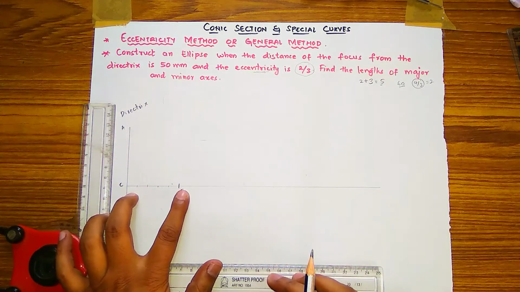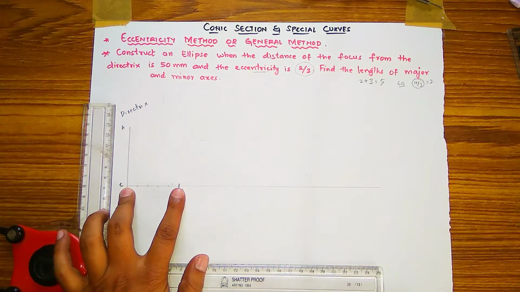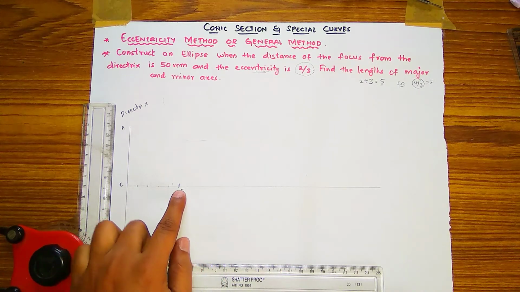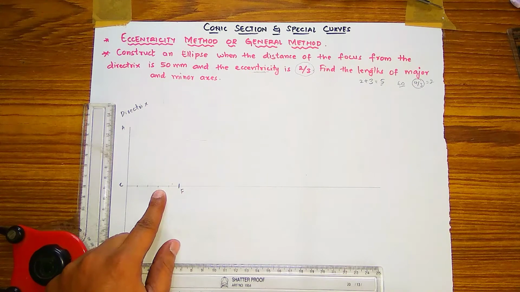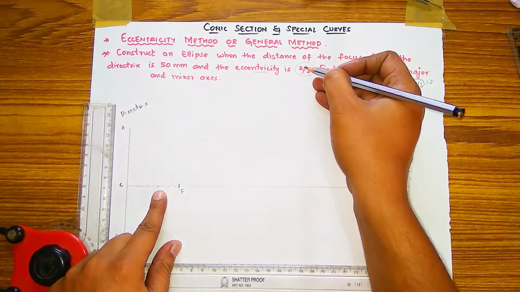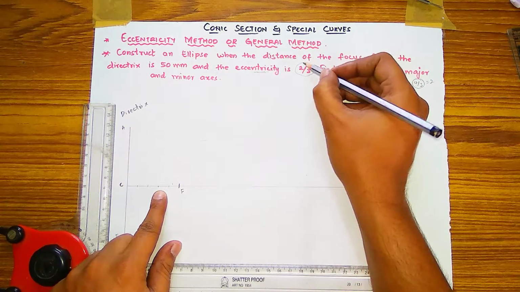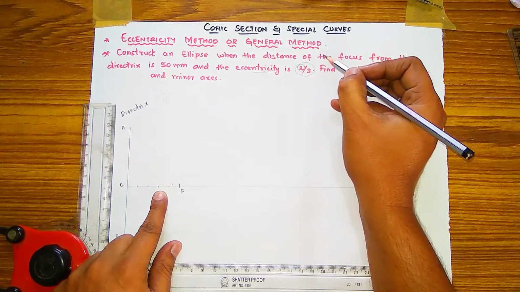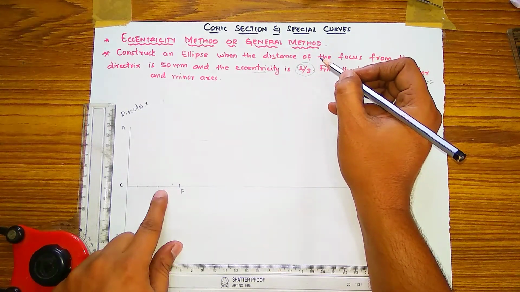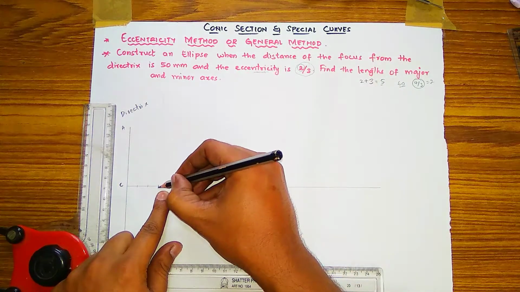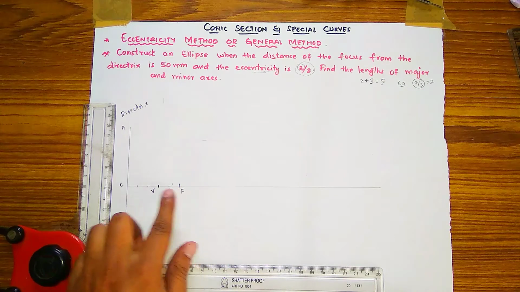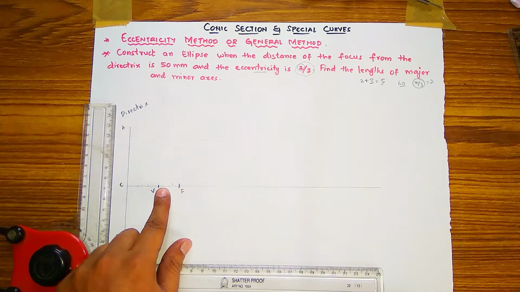Now after drawing this 50 mm and dividing it into 5 equal parts, you have to take 2 divisions. Why? Once again come to the eccentricity, 2 by 3. In the numerator, what number do you have? 2. So you have to take these 2 divisions, first division, second division. That will be the vertex, you have to label it V. How much? 2 centimeter you are getting in this solution.